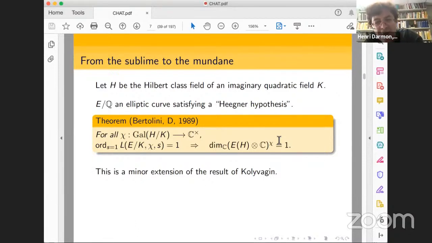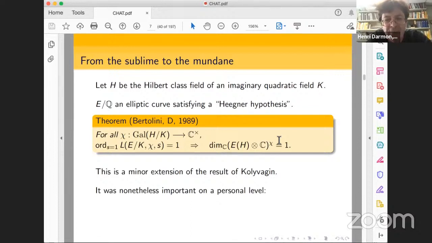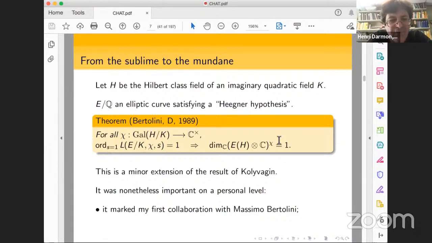I only mention it for two reasons, because it was important to me on a personal level. Firstly, because it was my first collaboration with Massimo Bertolini. He's been a very close collaborator over the years. I think by now we've written more than 35 papers together. It's been a very enjoyable and fruitful collaboration.